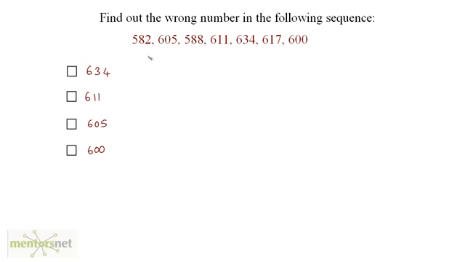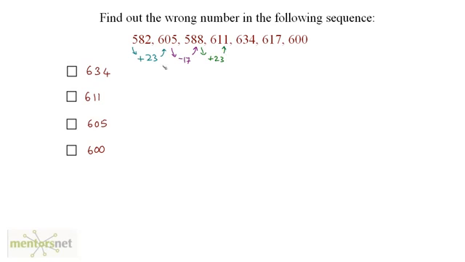Well, if you take the first two numbers, 582 and 605, and take the difference, you'll see that you have to add 23 to 582 to get 605. Now let us take the next pair, 605 and 588. You'll see that you have to subtract 17 from 605 to obtain 588. Now let us analyze the next pair, 588 and 611. You'll again see that you have to add 23 to get 611 from 588, right?